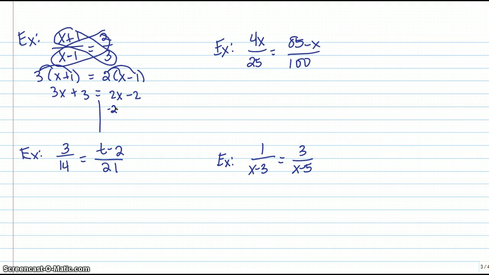Then we're going to subtract 2x on both sides. That's going to give me x plus 3 equals negative 2. Then I'm going to subtract 3 on both sides, so x is going to equal negative 5.